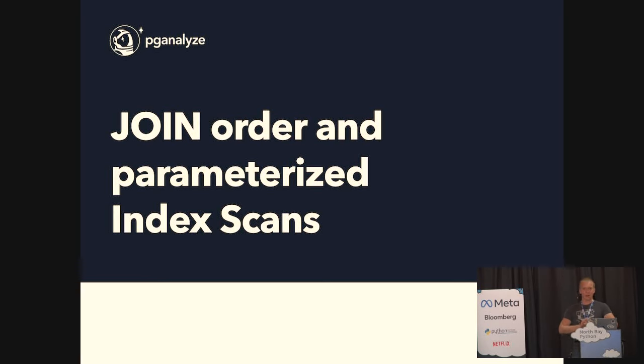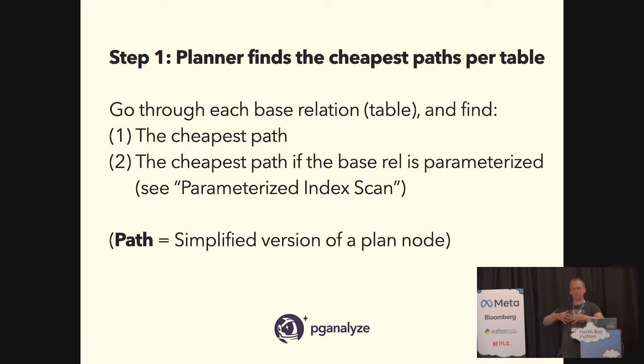Now, join order and parameterized index scans. That's really the last bulk of information here, and then I'll close with a few tips. This is one of the things that wasn't as clear to me when I started working with Postgres, I want to say like 14 years ago now, but it became a lot clearer as I looked at more plans. Really, parameterized index scans is the thing I want you to take away here. But let's start with what join order means.